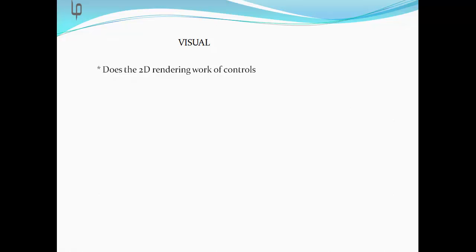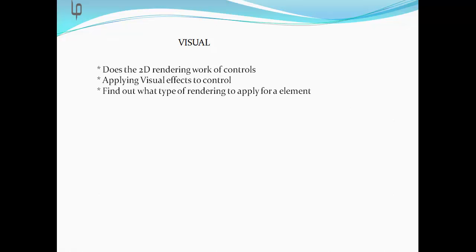And then it also applies any visual effects to these controls and finds out what type of rendering to apply for an element. Basically, it's all about showing stuff on your screen. So if you want to write your own control, write your own button or anything else, make sure it is derived from visual class.